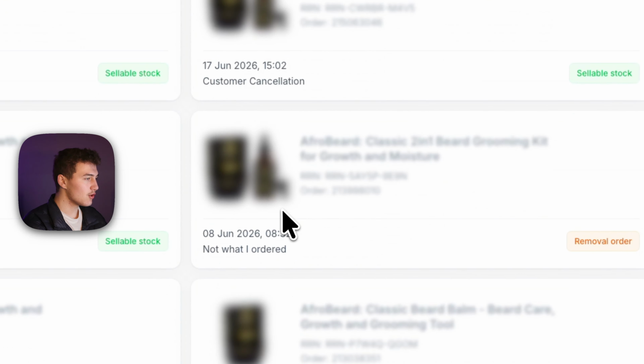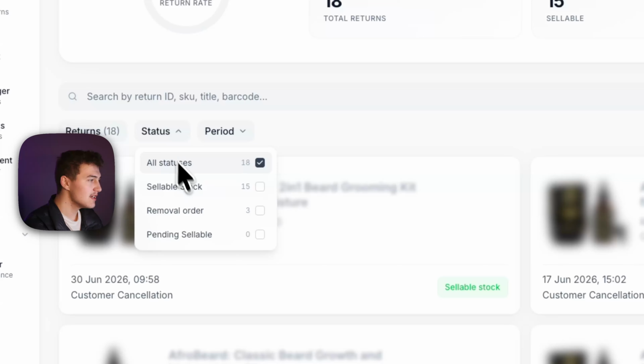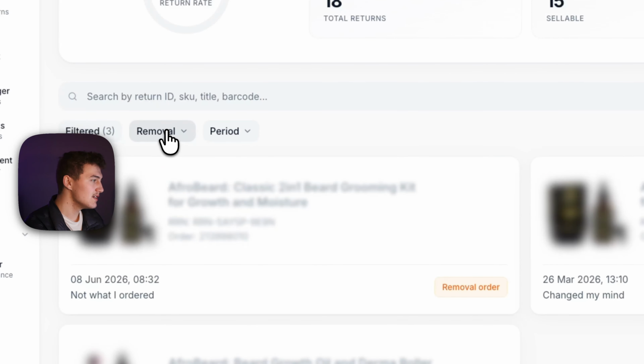So what you do is go through all of your returns on the page. You can filter at the top by status. So you can look at removal order, a sellable stock.